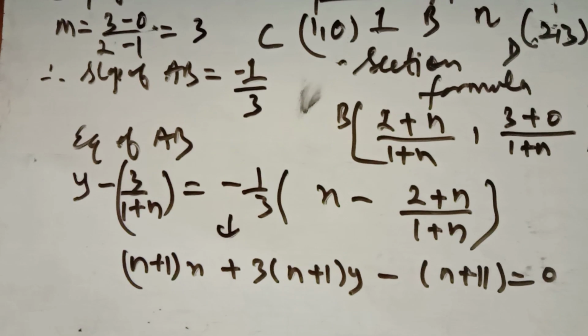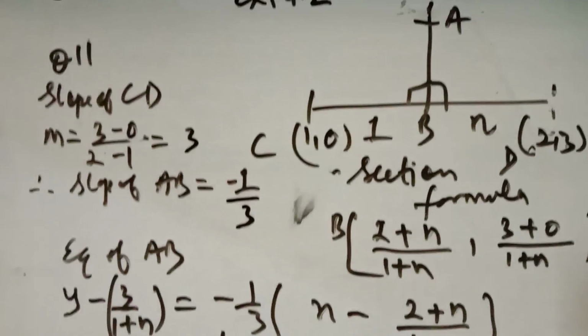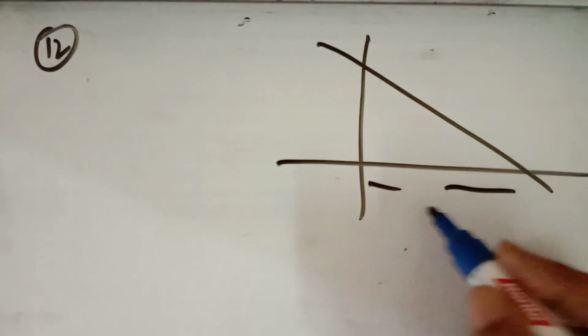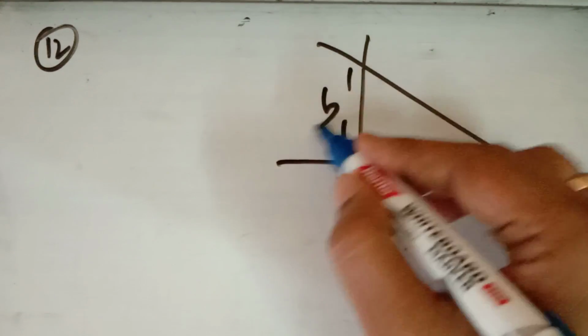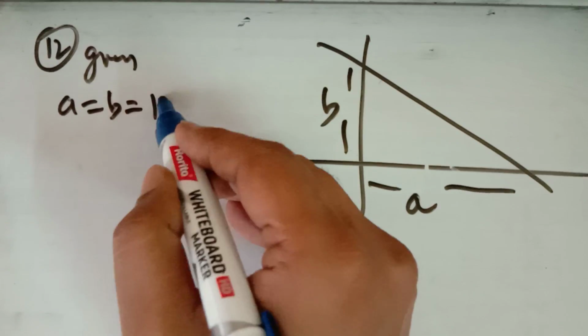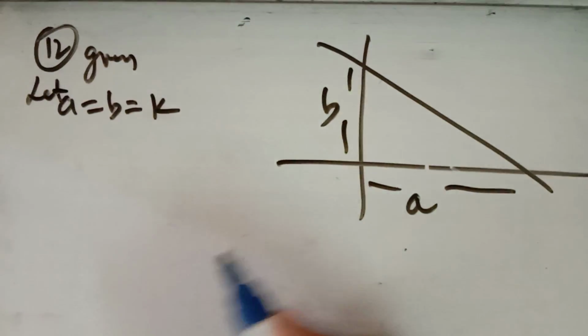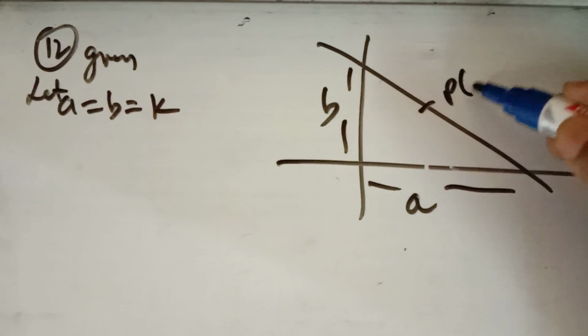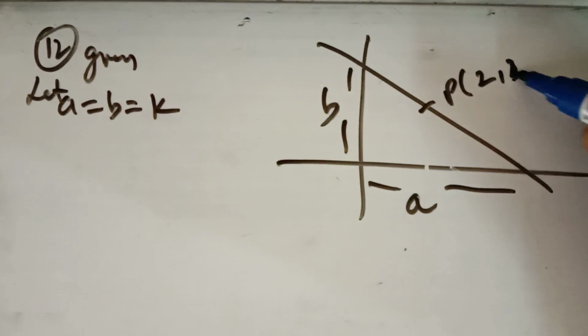Now in question number 12 of this exercise, read it carefully. Given that, find the equation of the line which cuts off equal intercepts on the coordinate axes. Equal intercepts they are making, so the intercept form is used, and since they are making equal intercepts, I have taken them as k, and this line is passing through the point (2, 3).